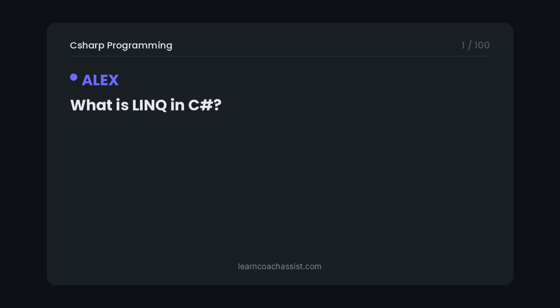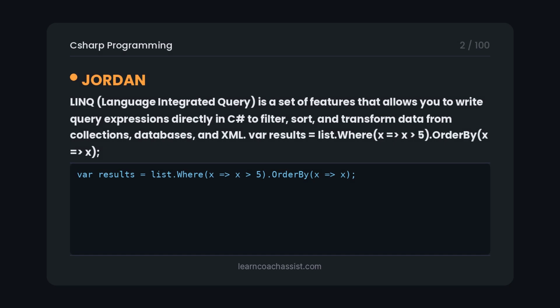What is LINQ in C#? LINQ, Language Integrated Query, is a set of features that allows you to write query expressions directly in C# to filter, sort, and transform data from collections, databases, and XML. var results = list.Where(x => x > 5).OrderBy(x => x).